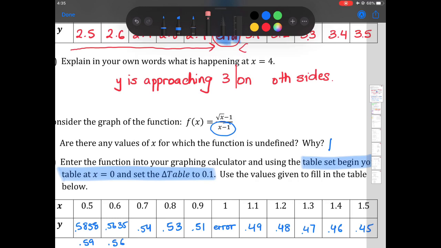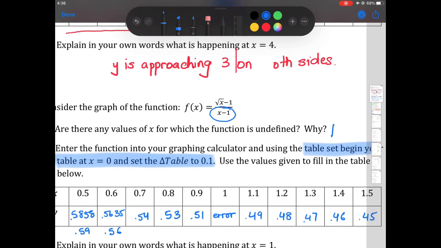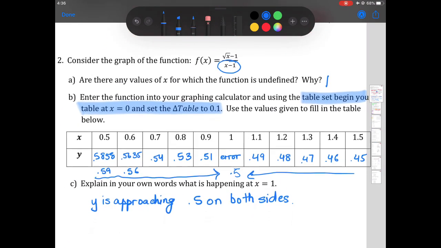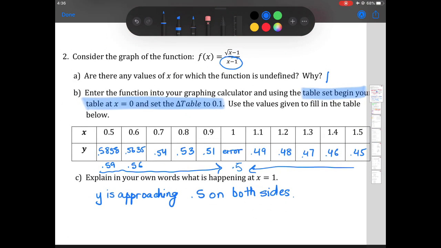Okay, now let's see, what is it approaching from the left and the right? From the left, if you look at it, I'm just going to slide up a little. From the left, what number is it approaching? What number will go here? And from the right, what number is it approaching? Yes, it is 0.5. So explain in your own words what is happening at x equals 1. Y is approaching 0.5 on both sides.